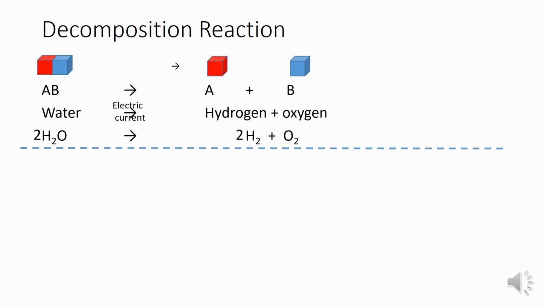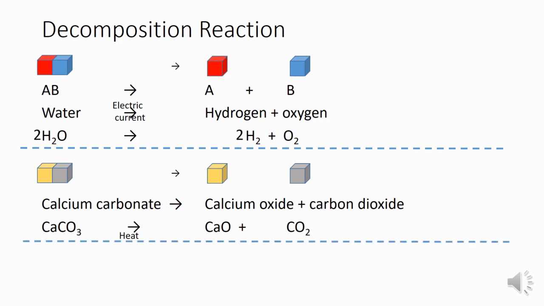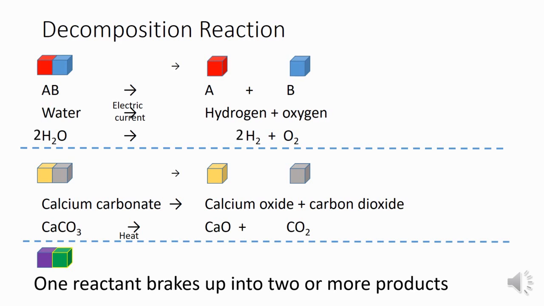Another example of a reactant breaking up into two products: calcium carbonate, when heated, gives you calcium oxide and carbon dioxide. So to put it together, we have one reactant that breaks up into two or more products.